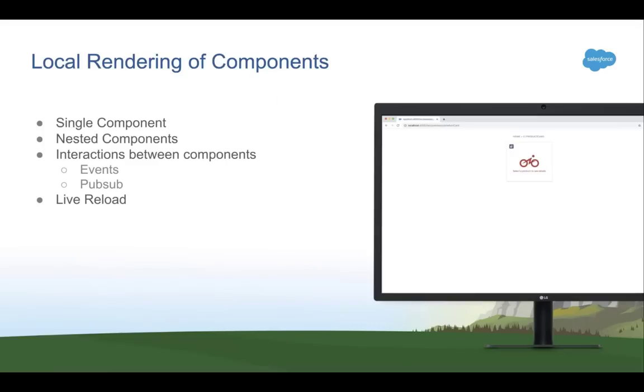If you have multiple components that are nested or referencing each other, it'll render all of those components, and interactions between components will work as expected. So whether it's events or whether you're using pub/sub, as we've demonstrated in our documentation, a number of the examples, all of that will be able to work locally. And when you make a change in your code, as you'll see in the demo, if you make a change to a style or HTML or JavaScript or whatever, you'll see that live reloaded almost instantaneously, all right in the browser. So that's the most basic use case.